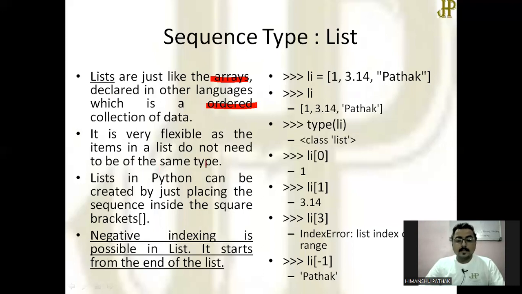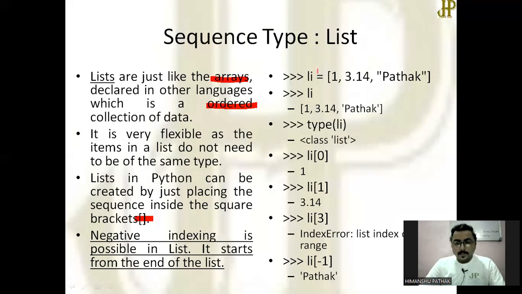A list in Python can be created by just placing the sequence inside square brackets. Whenever you use square brackets, Python treats it as a list that is going to be created. In Python, there is one more thing: negative indexing is also possible. You can move or traverse the list from back end to front end also.